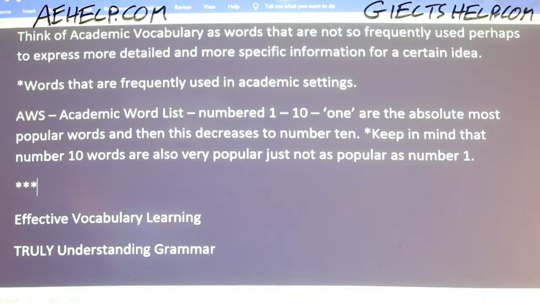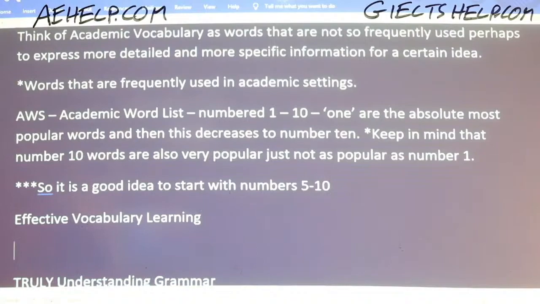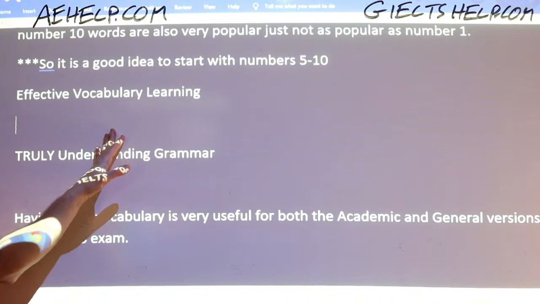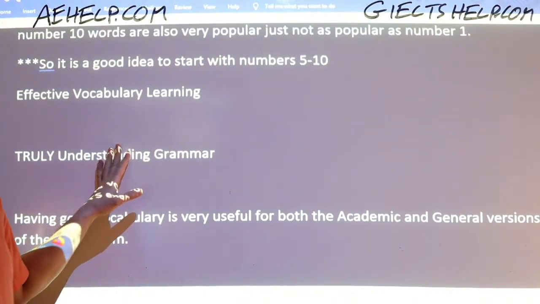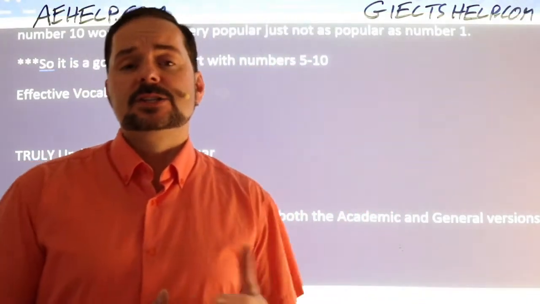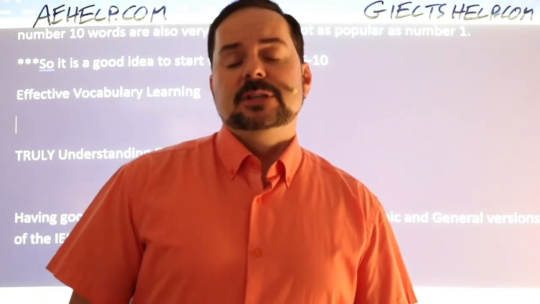So it is a good idea to start with numbers 5 to 10, okay? All right. So now the next question that some of you might be asking is how to really study vocabulary effectively. So what is an effective method? All right. There are lots of different ways to study vocabulary to improve your lexical resource. And you should be studying it effectively, okay?